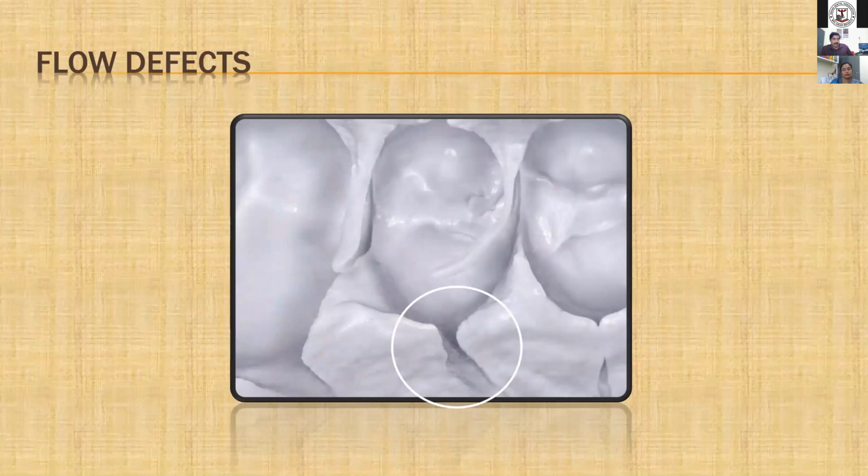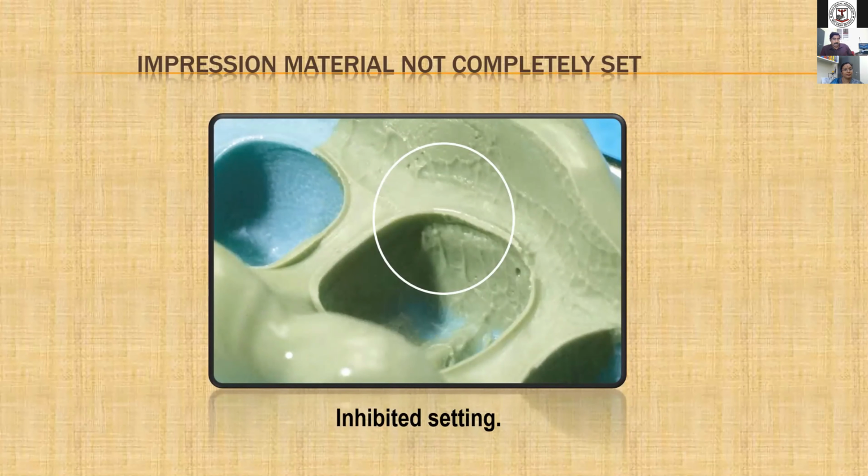Flow defects are very common. The impression tray does not support flow of material. There is excessive bleeding, insufficient amount of impression material is used, there was tray movement or repositioning after seating, or working time is extended. All these are the reasons for flow defects. Sometimes we see incomplete setting of impression material. The causes are inhibition of setting, inadequate mixing, or expired impression material.